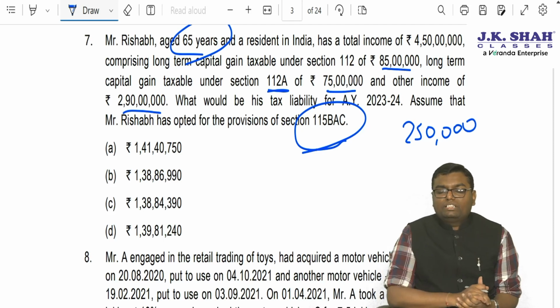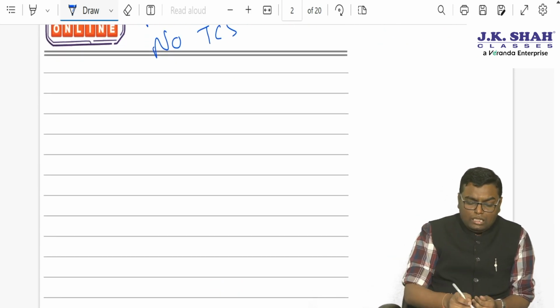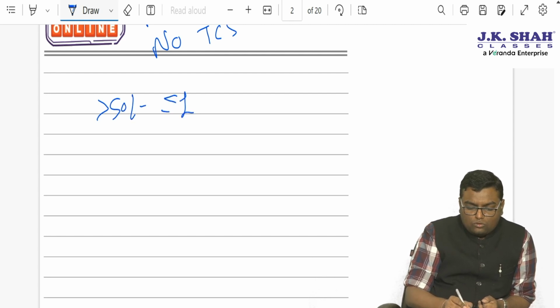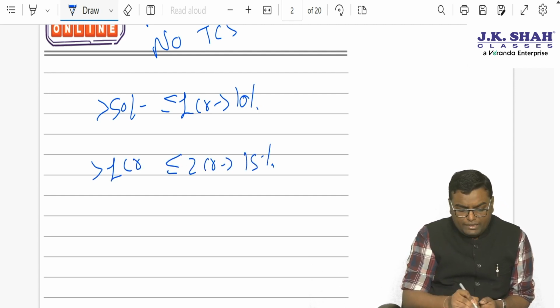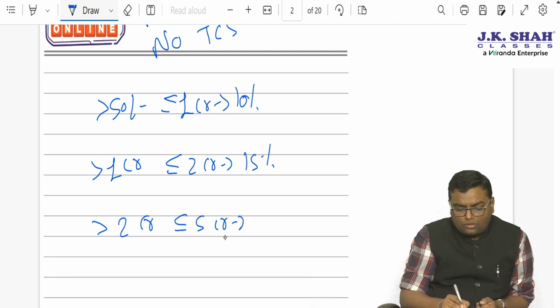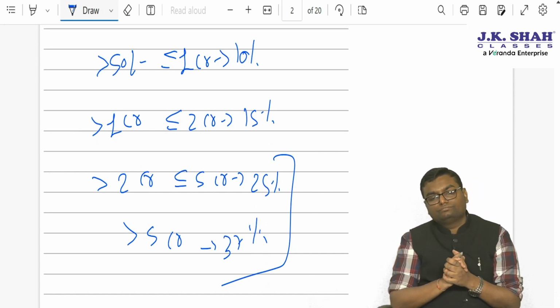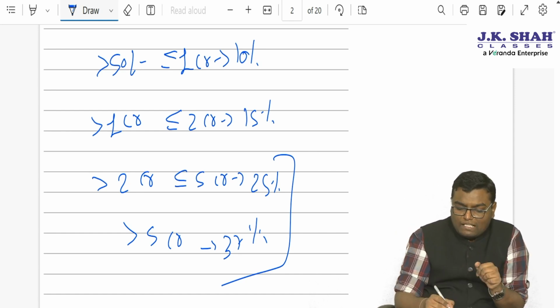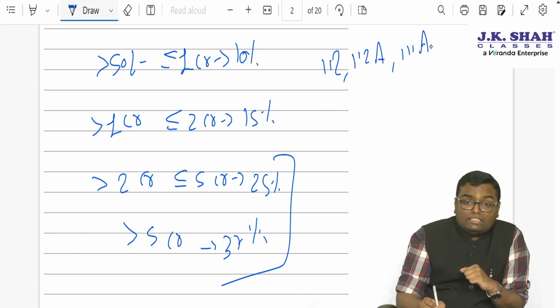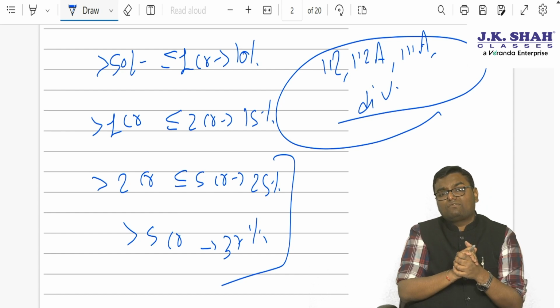Here surcharge is very important. Now what is the normal rate of surcharge applicable to individual, HUF, AOP, BOI, artificial juridical person? If total income is more than 50 lakh but up to 1 crore, then 10%. More than 1 crore but up to 2 crore, then 15%. More than 2 crore but up to 5 crore, 25%. But if more than 5 crore, 37%. Now this 25% and 37% is called higher surcharge. But remember, the higher surcharge will not apply to the tax due to section 112, 112A, 111A and dividend income. So if the tax is because of any of these, then the maximum surcharge on this will be 15%.